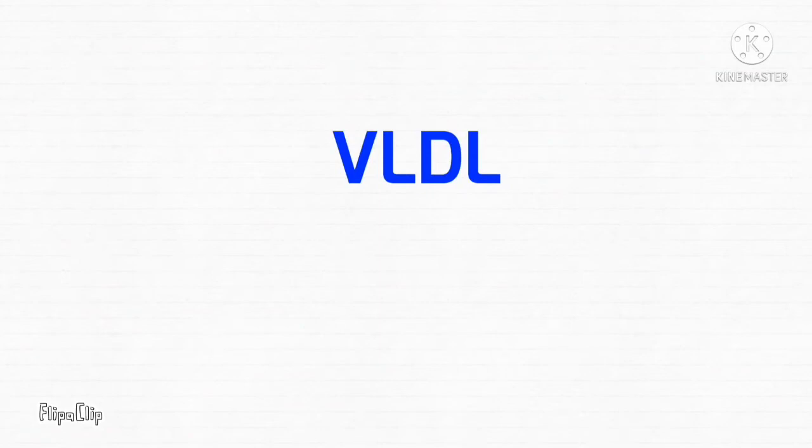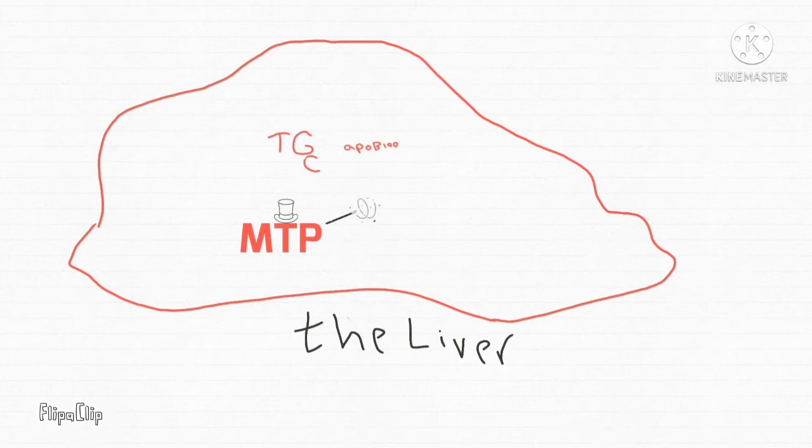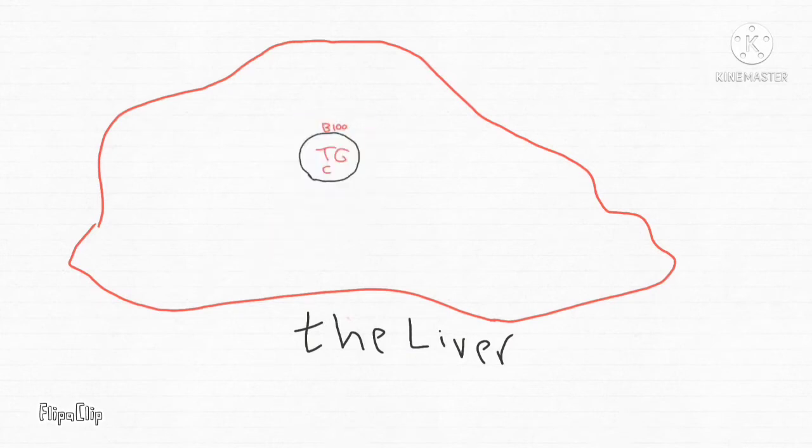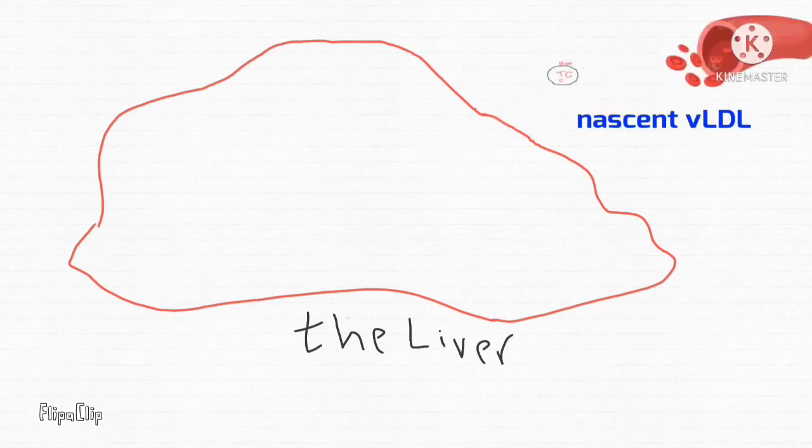VLDL, very low density lipoprotein. This lipoprotein is synthesized in the liver by a protein called the MTP. MTP protein uses magic to gather triglyceride, cholesterol, and the ApoB100. And this magic produces VLDL. B100, of course, not B48. This VLDL is called nascent VLDL, and it passes from the liver into the blood as nascent VLDL.